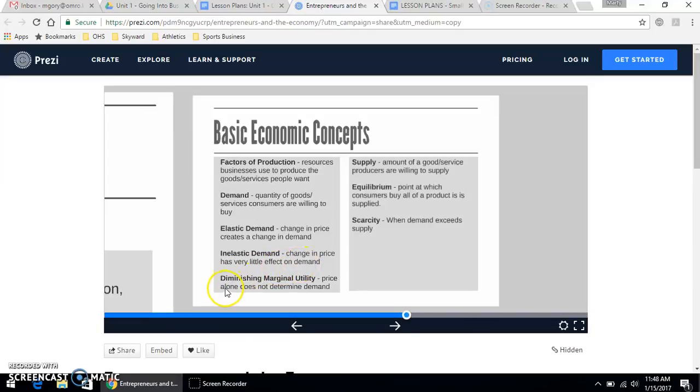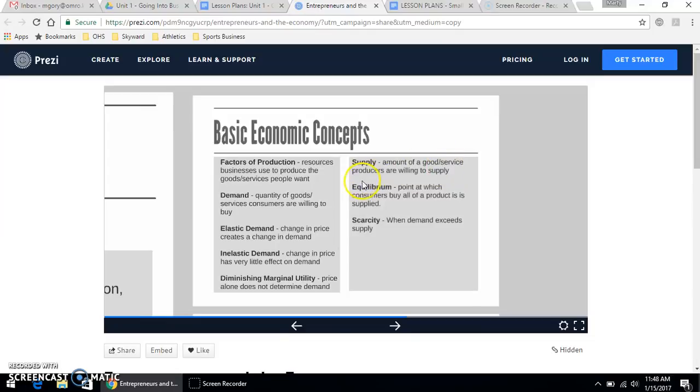Then finally down here we have diminishing marginal utility. Price alone does not determine demand. So the price could change and not have an effect on demand. Other economic indicators, such as supply, could have an impact on demand, which we'll take a look at up here.